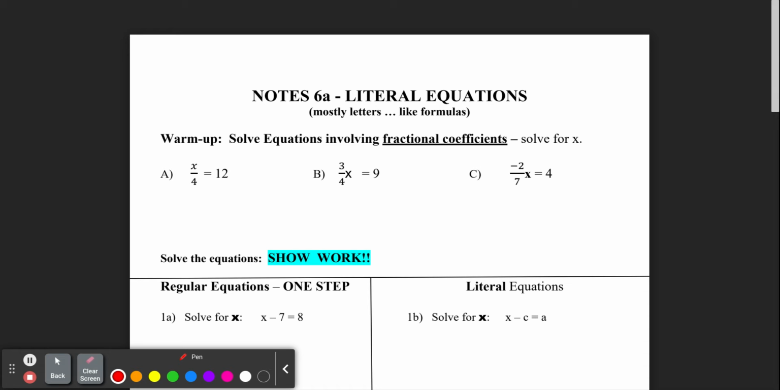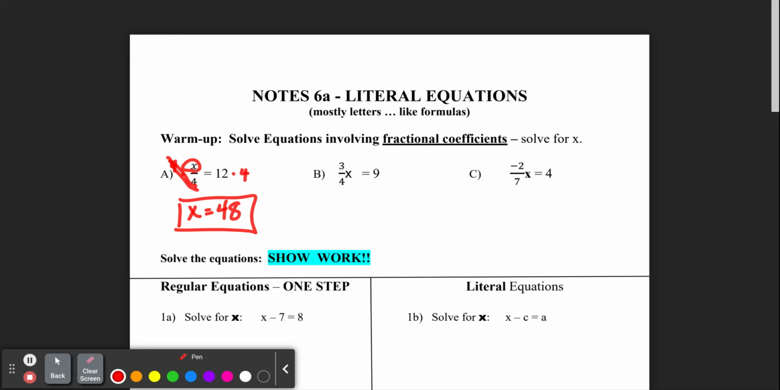So if we're going to solve for x on letter A, to get rid of the 4 in the denominator, we're going to multiply by 4. And so that cancels out the 4s. Whatever you do to one side, make sure you also do to the other. So x is equal to 12 times 4, which is 48. And if you want to check it, you can just put 48 in place of that x. 48 divided by 4 should give you 12.